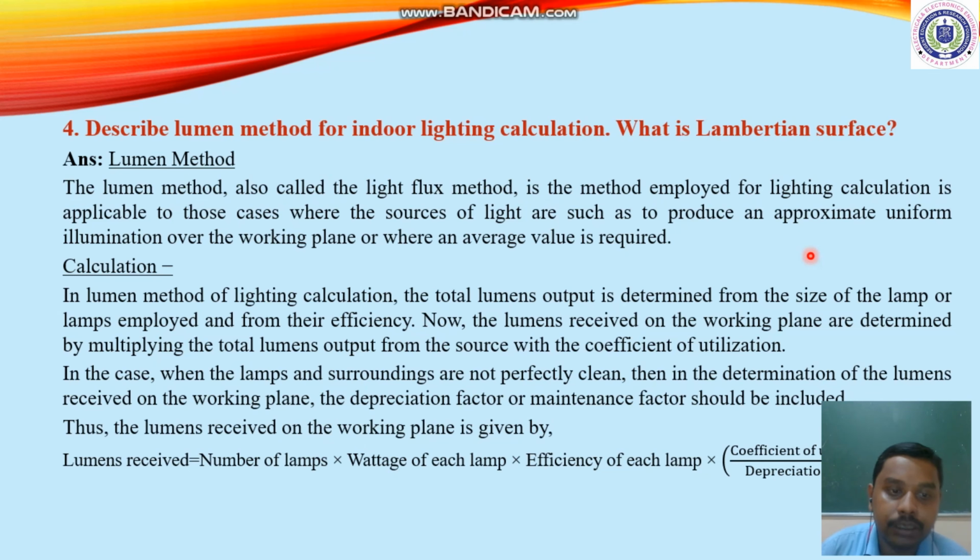In this case, if the surrounding or lamp is not perfectly clean, because after using it there is also moisture and dust produced, then in the determination of the lumens received by the working plane, there is also a depreciation factor or maintenance factor. So the lumens received by the working plane equals the number of lamps times the wattage of each lamp times the efficiency of each lamp times the coefficient of utilization times the depreciation factor.